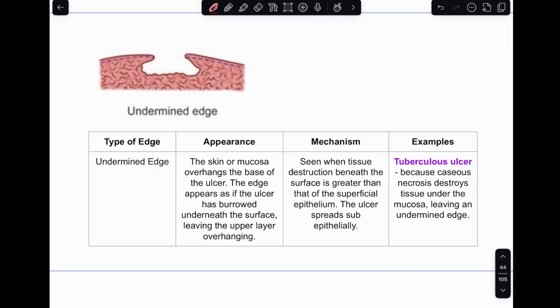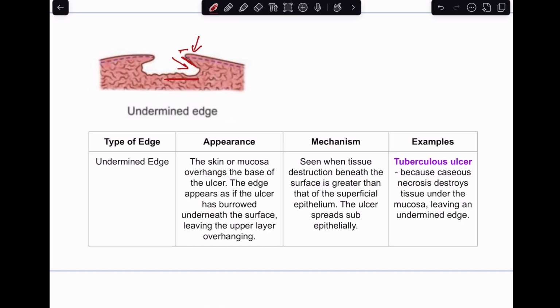So undermined edge is, if you look at the image over here, from the appearance of it, we can see that the skin or the mucosa is overhanging over the base of the ulcer. This is the base of the ulcer. You can see how it is overhanging over here. And the edge appears as if the ulcer has burrowed underneath the surface, leaving the upper layer overhanging.